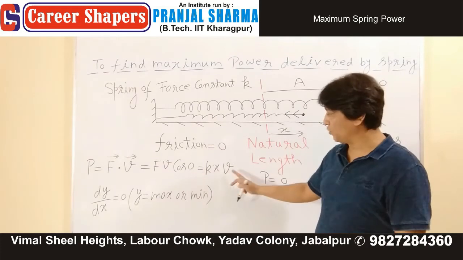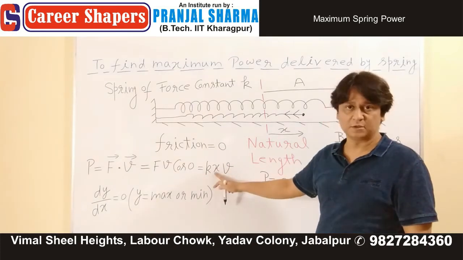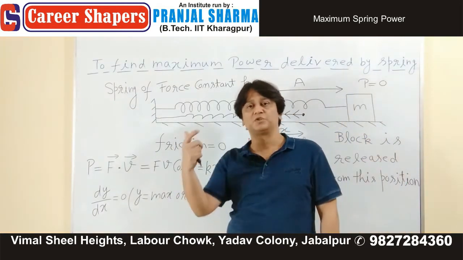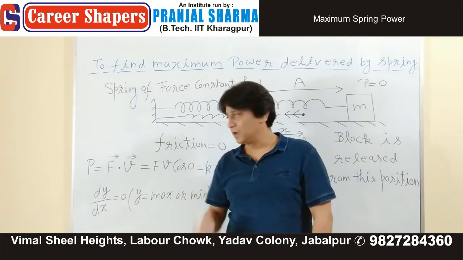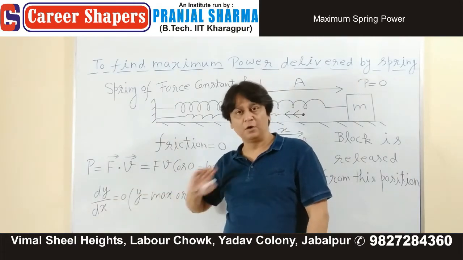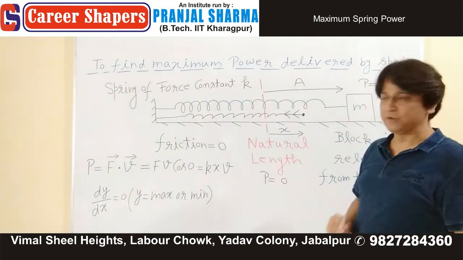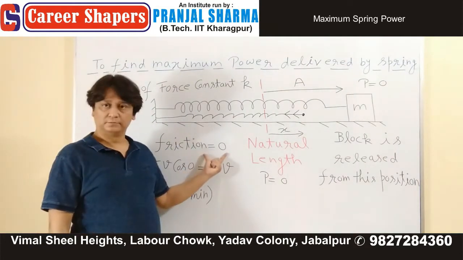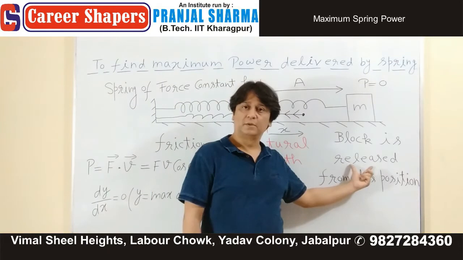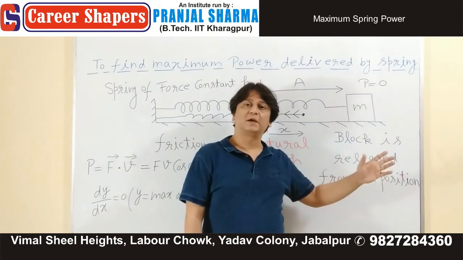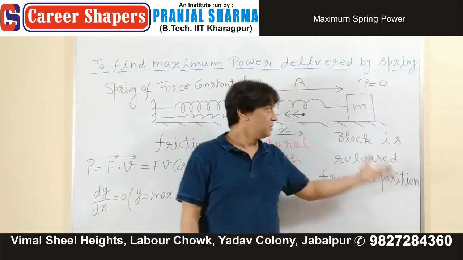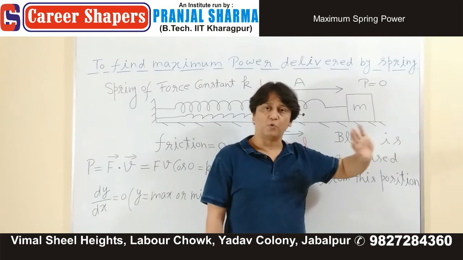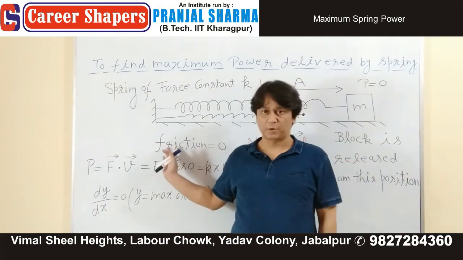If we can find V in terms of x, then the right side will be just a function of x, and then we can start differentiating the whole thing. So let's see how we find V. The moment I say friction is 0 and an object is released, it means no external work is being done. The person who was holding the object releases it, his work is gone, he is not doing any work. Friction is not present.